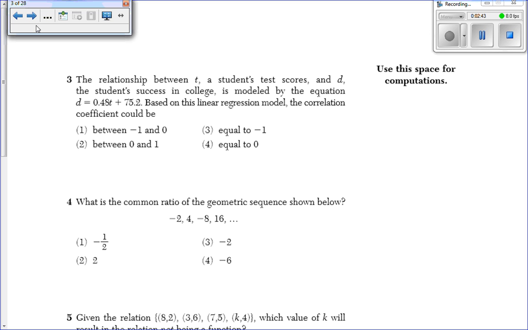Okay, number 3. The relationship between T, a student's test scores, and D, the student's success in college, is modeled by the equation D equals 0.48T plus 75.2. Based on this linear regression model, the correlation coefficient would be between what? Well, we know it's not equal to 0, because in order to have a line of best fit, in order to have a line, it can't be 0.